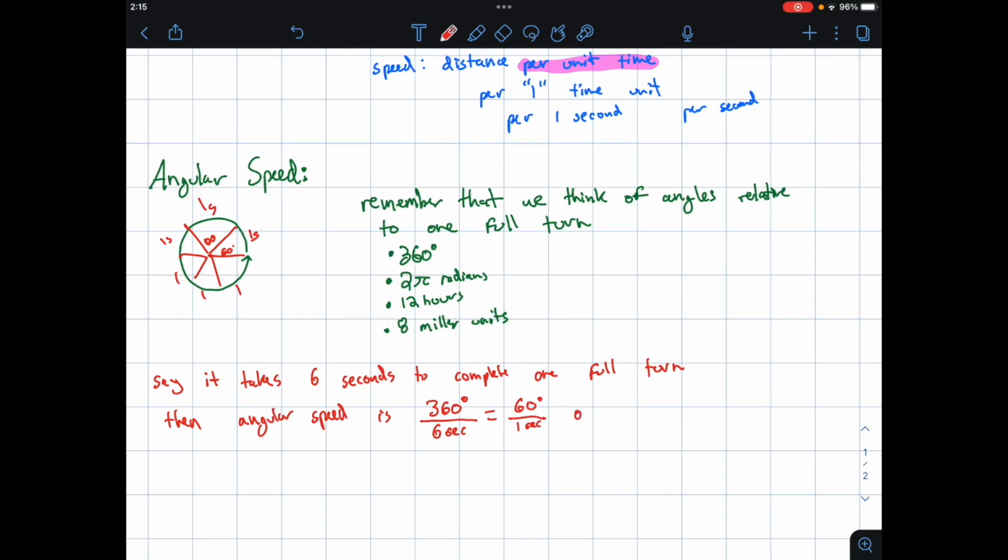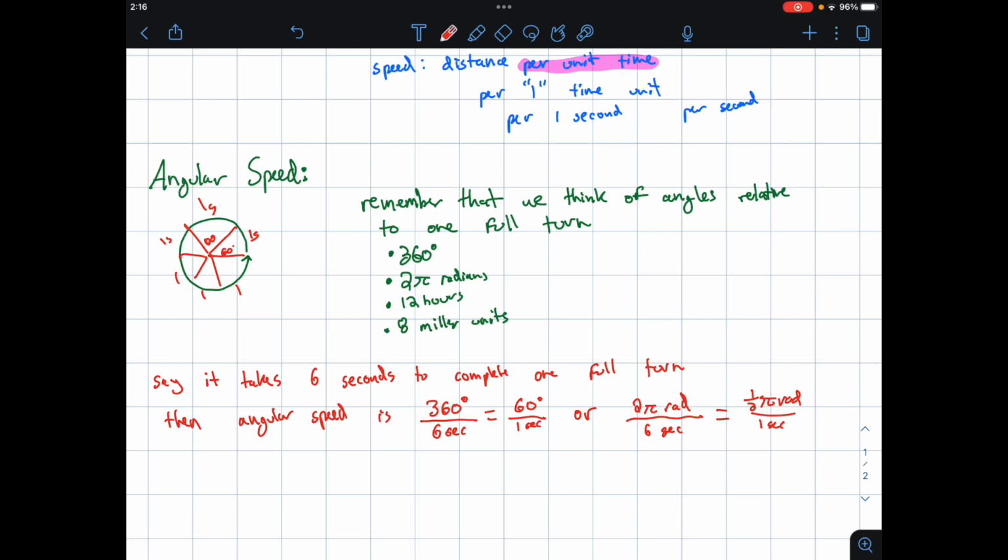We could also do this in radians. So we could do 2 pi radians, which represents 1 turn, divided by 6 seconds, which would mean that we are doing pi over 3, or 1/3 pi radians per 1 second, okay? Or pi radians per 3 seconds. If we wanted to get fractions up top, we could say 1/3 pi radians per 1 second unit time. Or you could say, well, I don't know, that's fine.